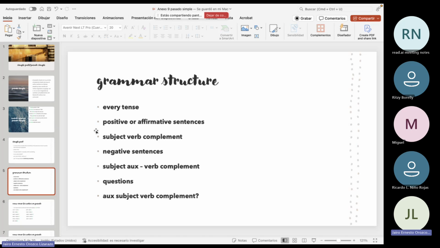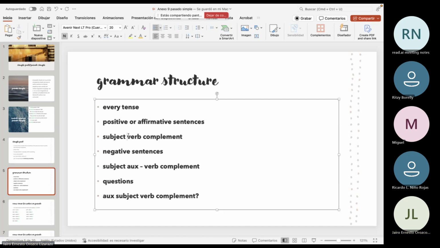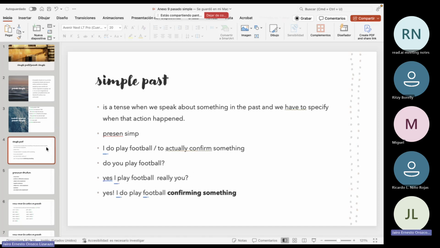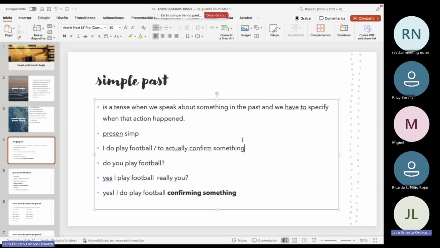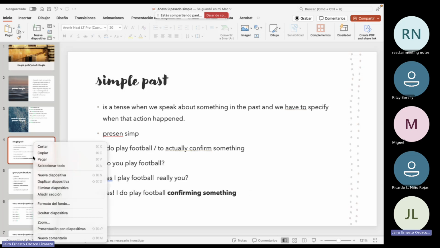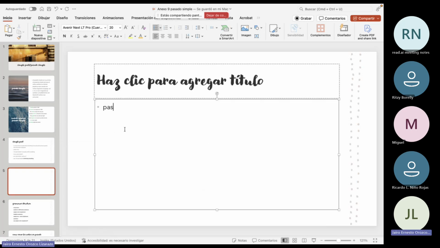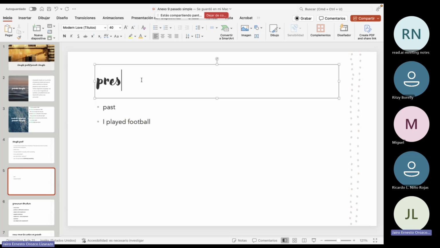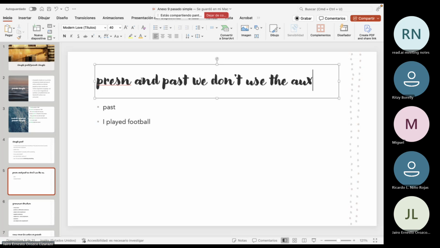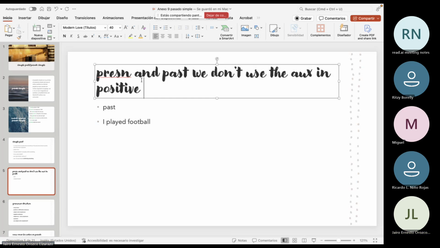So it's not that common, right? That happens with present simple and past simple. In past simple, we say, I played football, right? We have the subject, the verb, and then the complement. So for present and past, we don't use the auxiliary in positive sentences.